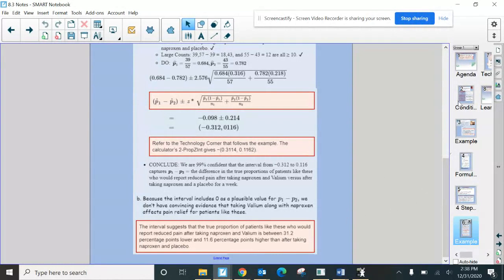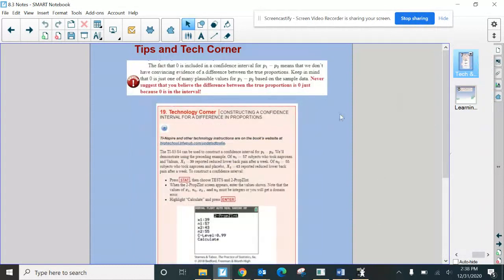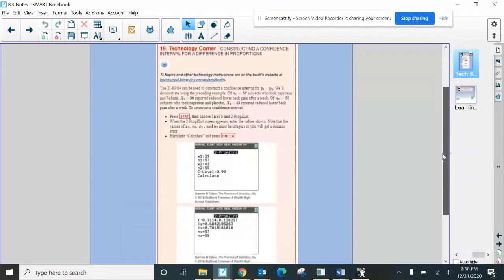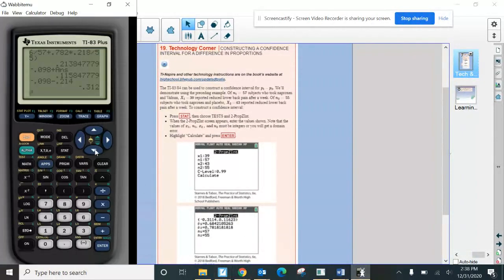Let's take a look at that tech corner and go through how to do this on the calculator. You can see that this tech corner does take you through the process. I'm going to do it with you at the same time that you're looking at those steps. So the first thing we're going to do is press stat. We're going to move over to test. And then we need to look for a 2-proportion z interval because we are doing a proportion.